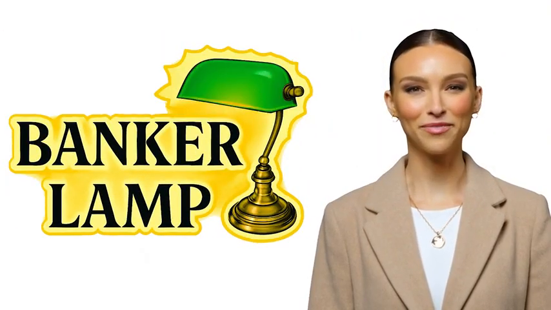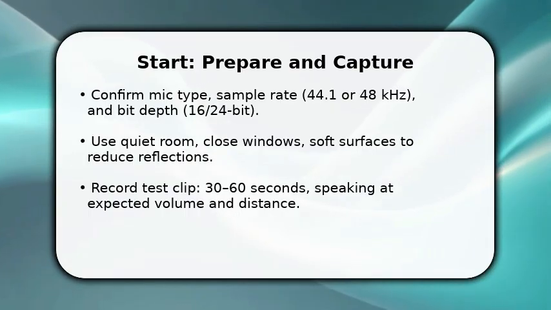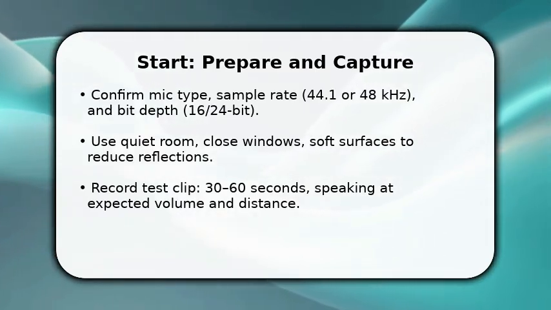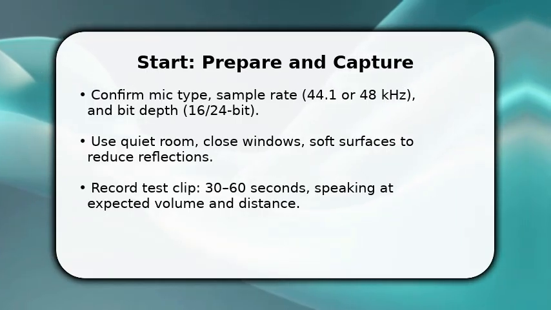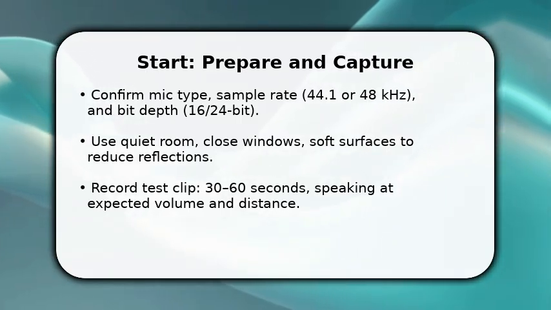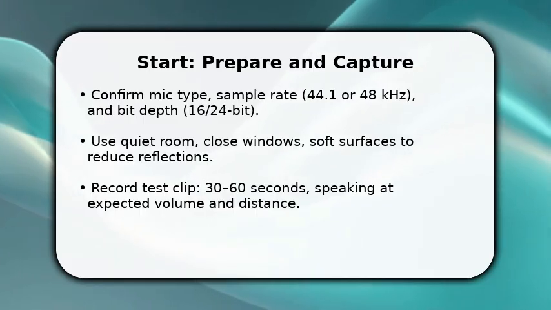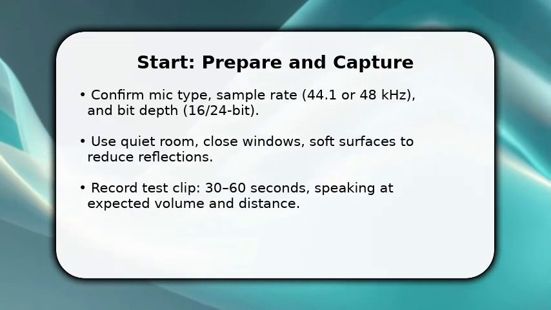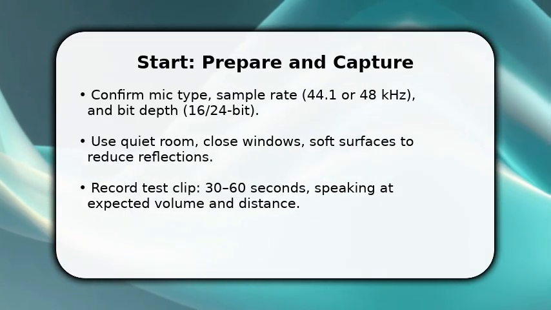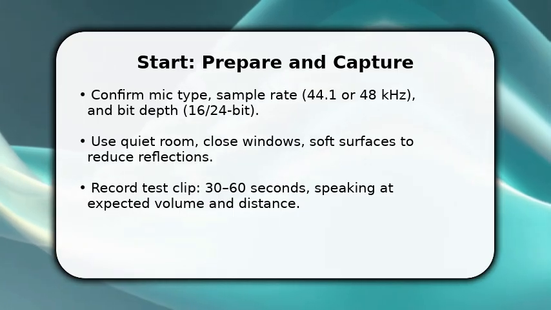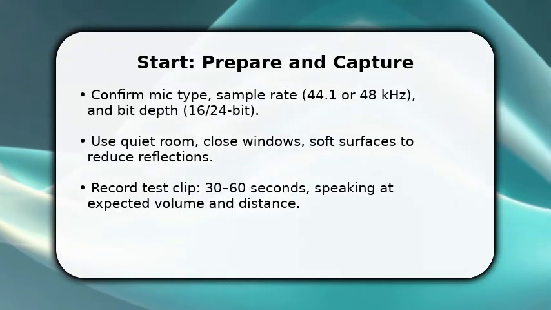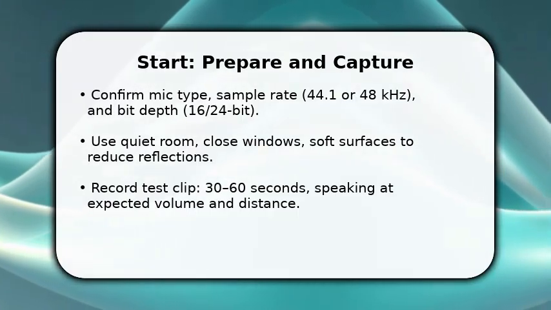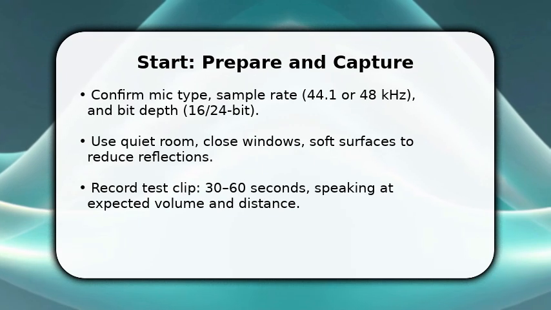Please enjoy the video. You begin by capturing a reliable reference recording. Set the mic to 44.1 or 48 kHz and 16 or 24-bit, then speak at production distance. Once done, record a 30 to 60-second test clip that includes normal speech and a few louder phrases so you can check clipping. Make sure monitoring is active and headphones are used. This helps you hear problems immediately. This first actionable step gives you measurable files to analyze and avoids guessing later.